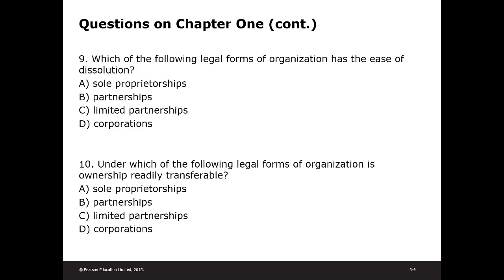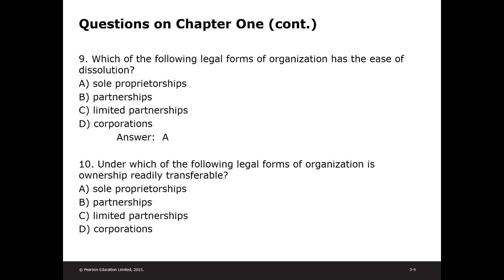Next question. Which of the following legal forms of organization has the ease of dissolution? Sole proprietorships, partnership, limited partnership, or corporations? Of course, this will be A, sole proprietorships, because it has only one manager and one partner, so it will be easy to dissolve it.